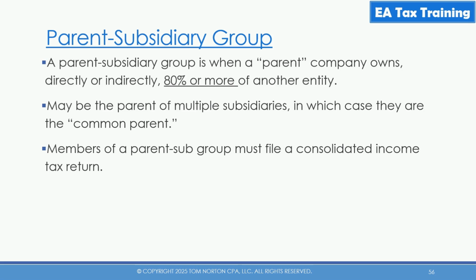Members of a parent subsidiary group must file a consolidated income tax return. This is different than the other two groups. With the other two groups, they will be considered as one corporation for many things in the tax law, but they do not have to file a consolidated income tax return. For a parent subsidiary group, they do file. They file one tax return to report all of the income and expenses of all of the corporations in the parent subsidiary group.